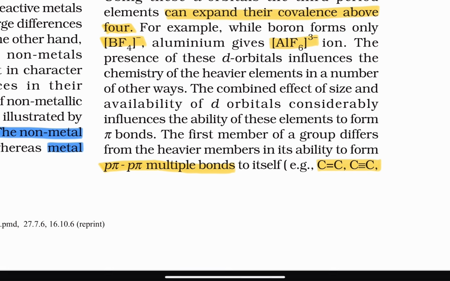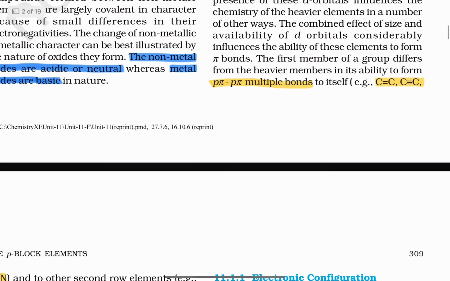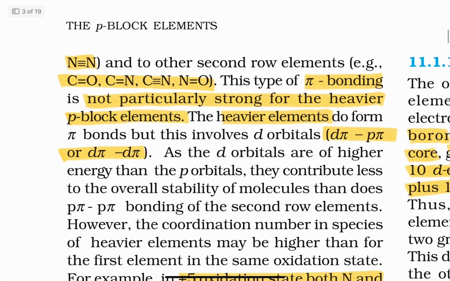The first member of a group differs from the heavier members in its ability to form p-pi multiple bonds to itself, like carbon-carbon, and to other elements, that is carbon-oxygen, carbon-nitrogen. All these direct statements will come. This type of pi bonding is not particularly strong for the heavier p block elements. The heavier elements do form pi bonds, but this involves d orbitals, dπ-pπ or dπ-dπ. Again, a straight point.